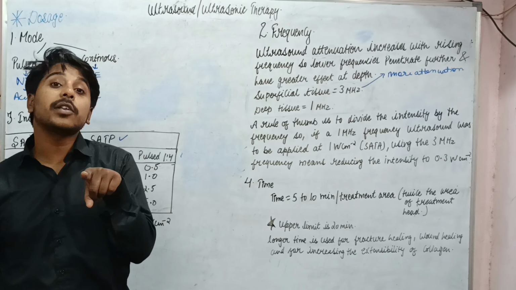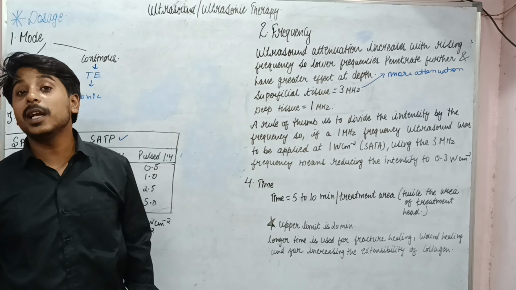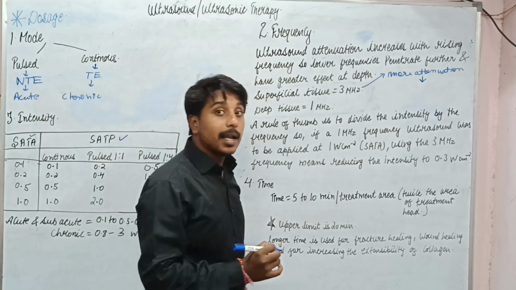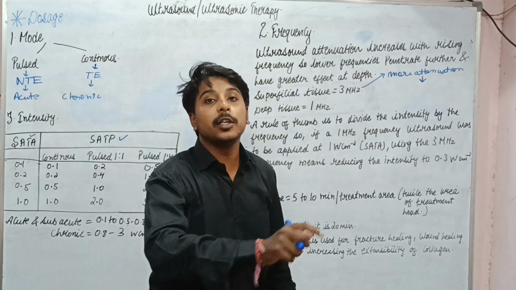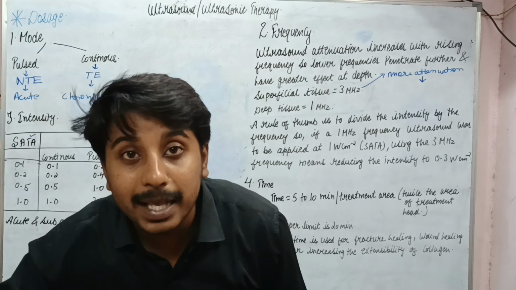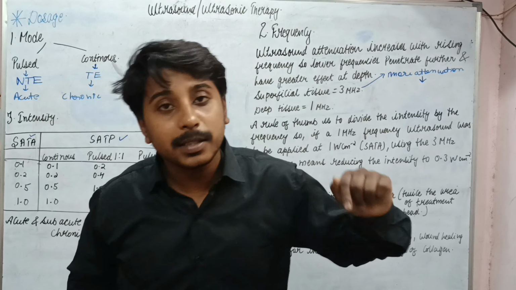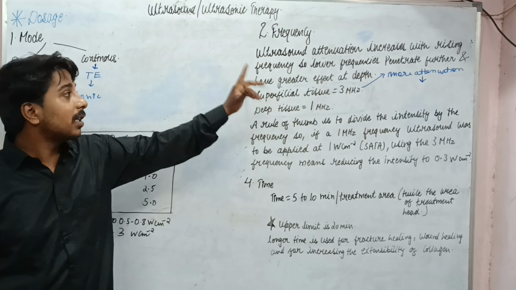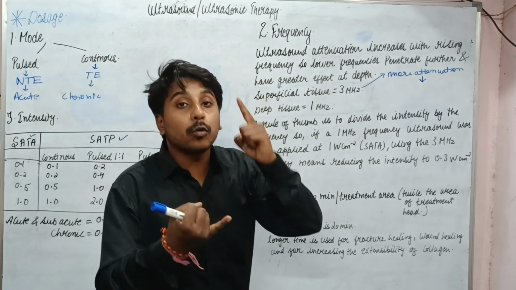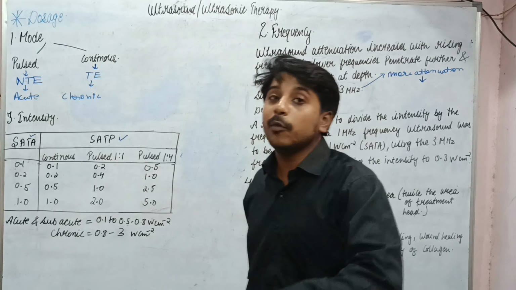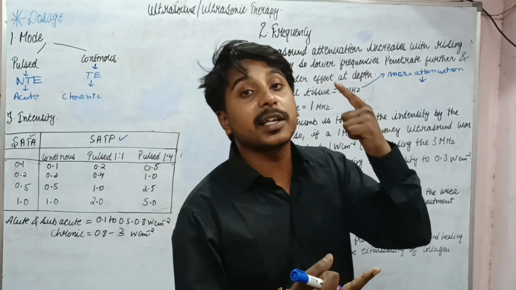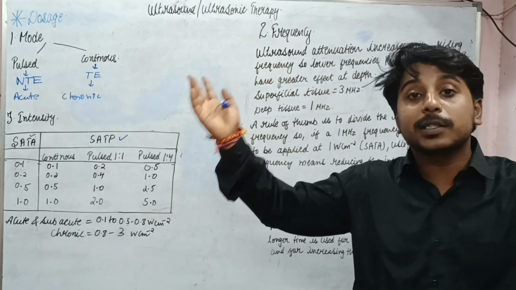So it may cause a burn if we are using higher intensity. So can we say that if we are using 3 megahertz, the intensity should be less as compared to 1 megahertz? Yes, we can say. This is the main concept. But I have explained कि जो 3 मेगाहर्ट्ज है उसमें एटीन्यूएशन ज्यादा है. एटीन्यूएशन मतलब उसका अब्जॉर्प्शन, रिफ्लेक्शन एंड रिफ्रैक्शन बहुत ज्यादा है.